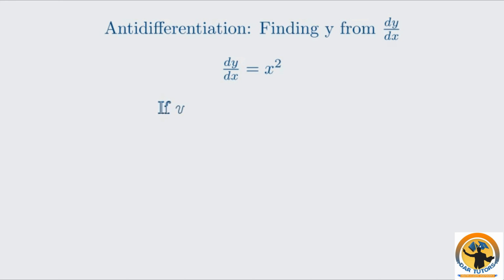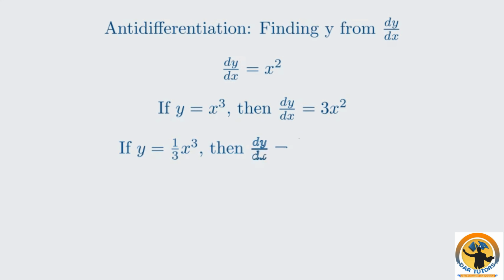Let's try y equals x cubed. Differentiating this gives us 3x squared. This is not quite x squared. To get rid of the 3, we can multiply our original guess by 1/3. So, if y equals 1/3 x cubed, then dy/dx is 1/3 times 3x squared, which simplifies to x squared. This is the correct result.